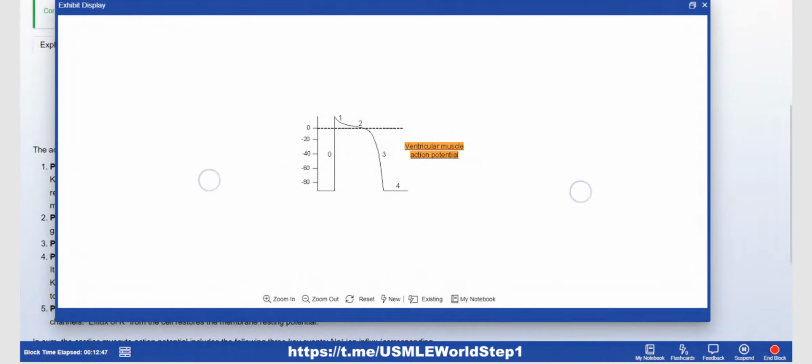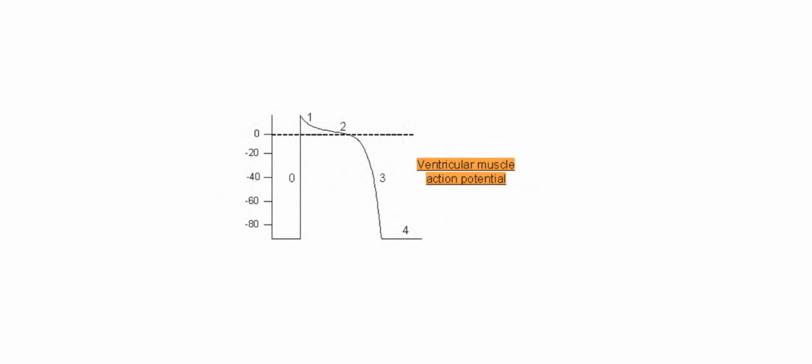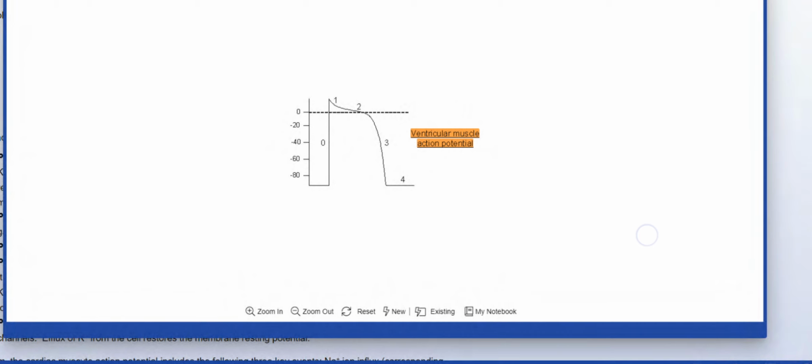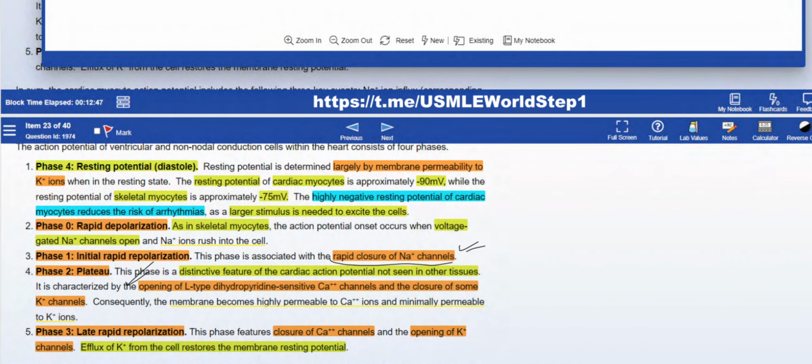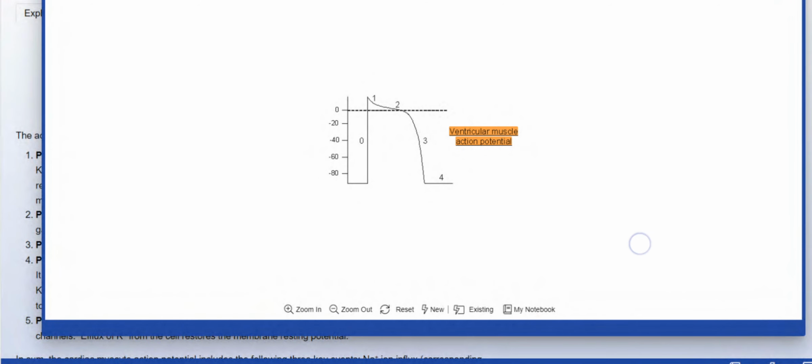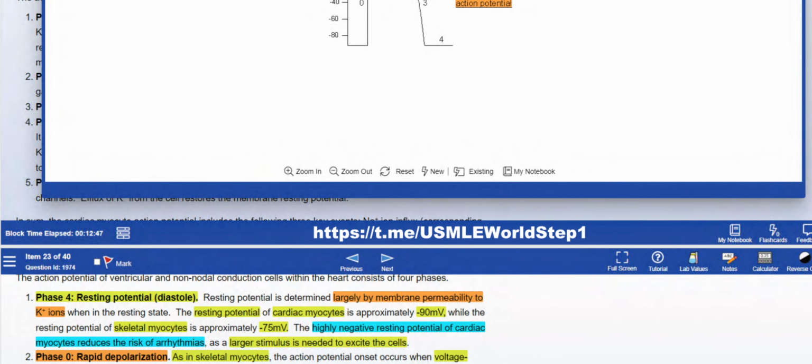So this is the phase of ventricular muscle action potential, right? So phase 0, then 1, then 2, then 3, and then 4, right? So this phase 0 is because of sodium entry. In this case we have phase 4, which is resting potential, during diastole, largely determined by membrane permeability to potassium ions. This is because of potassium ions, right?